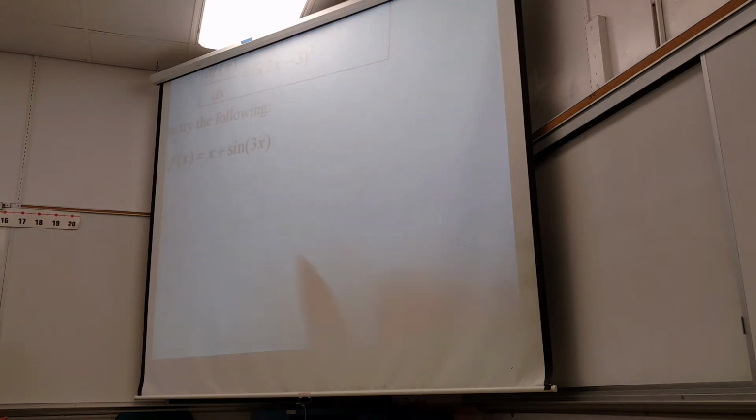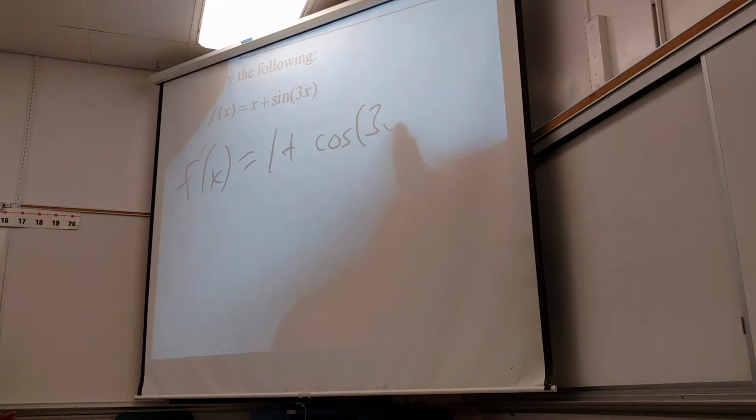Cool. So what about number 3 here? This is pretty nice. 1 plus 3 cosine. If you did the derivative of sine is cosine, and 3, and then times the derivative of the inside. So you get 1 plus 3 cosine 3x. I like it. Cool.